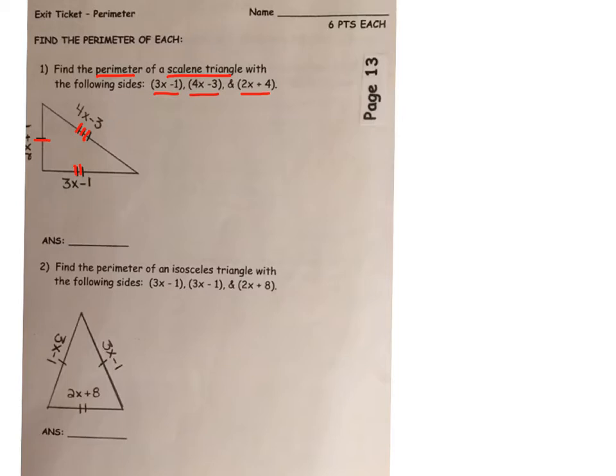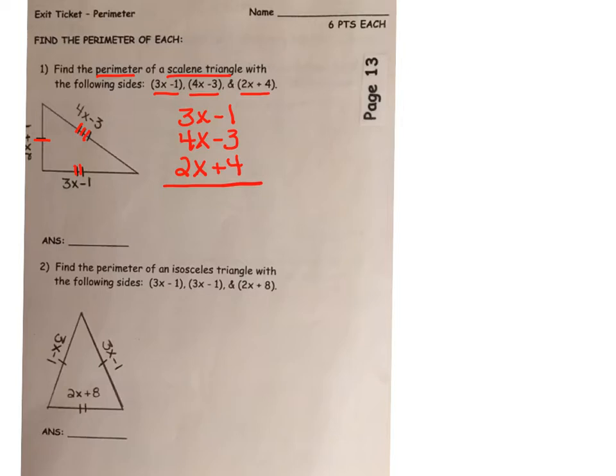In order to find the perimeter, we need to stack and combine. Let's do that. 3x minus 1, and under that 4x minus 3, and finally 2x plus 4. Draw a line, and in a moment you're going to term combine and calculate the perimeter of this particular scaling triangle.